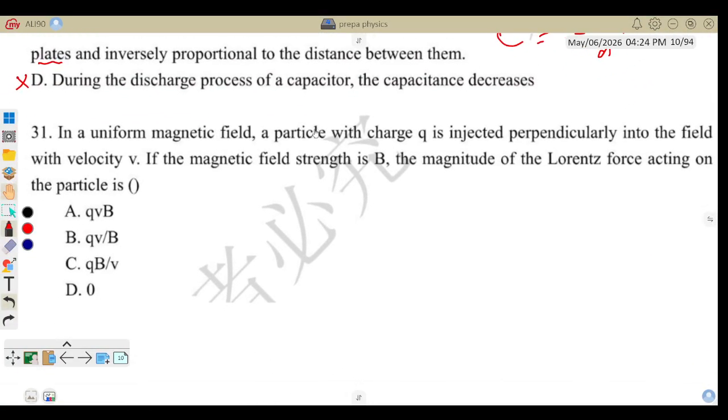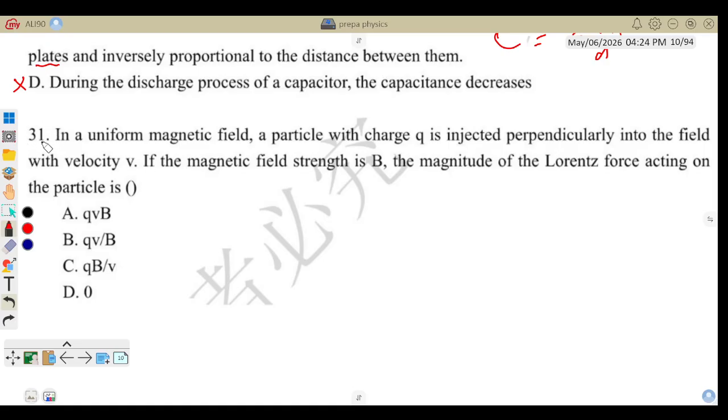In the next video, we're going to start with 31. In a uniform magnetic field, a particle with charge q is injected perpendicularly into the field with velocity v. If the magnetic field strength is B, the magnitude of the Lorentz force acting on the particle is? Which one of these four is correct? I will give you the chance to think about it, and we'll answer it all together in the next video.